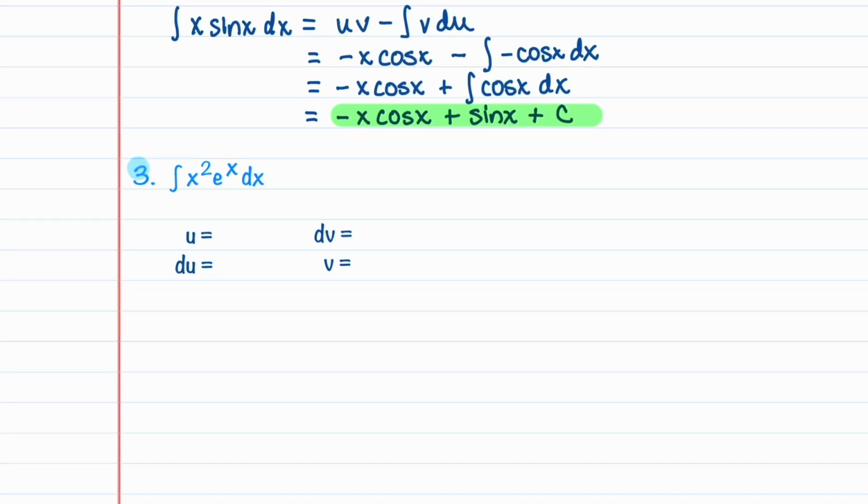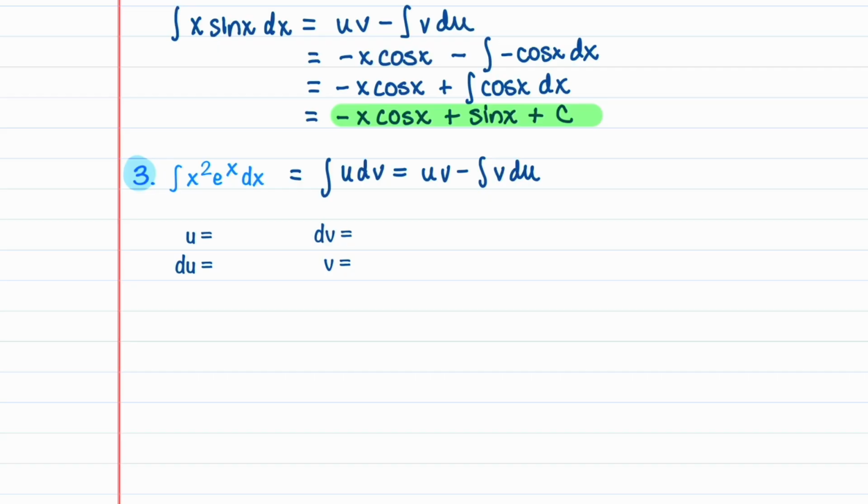Let's now move on to example 3. This example is very different from the first two. It's one where we're going to need to use integration by parts twice. We're integrating x squared e to the x dx, and we're going to set this equal to the integral of u dv, and then writing our formula, that is uv minus the integral v du.